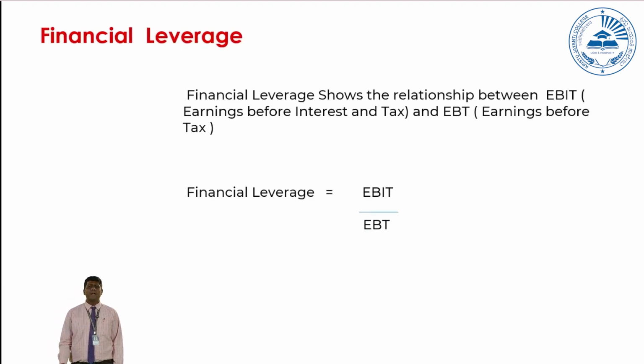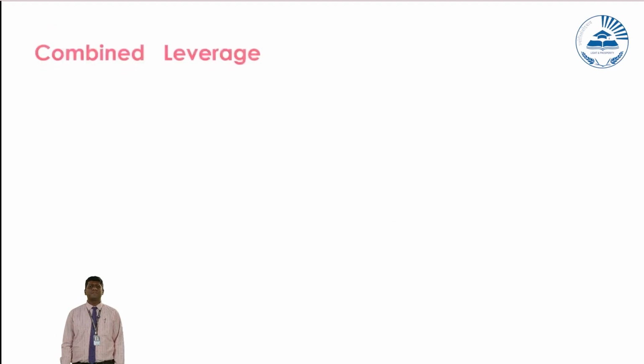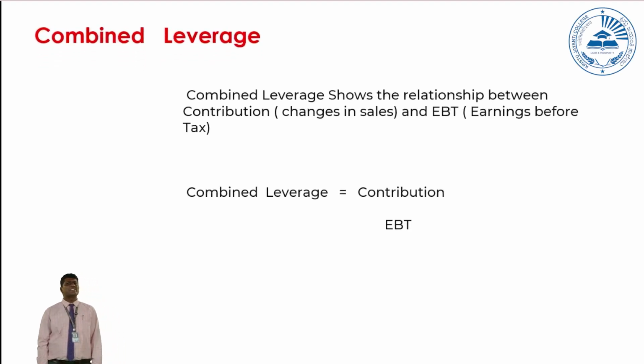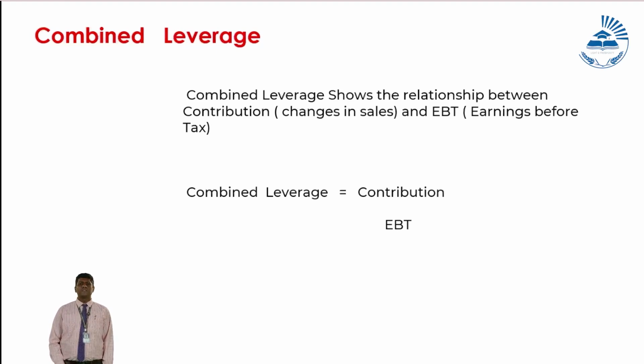Next is combined leverage. Combined leverage shows the relationship between contribution and EBT. Contribution is nothing but changes in sales because of the variable cost, and EBT is nothing but earnings before tax, also known as taxable income. Combined leverage shows the relationship between operating leverage and financial leverage. The formula for combined leverage is contribution divided by EBT. If a company is balancing between financial leverage and operating leverage, automatically the risk in the organization reduces. Thank you.